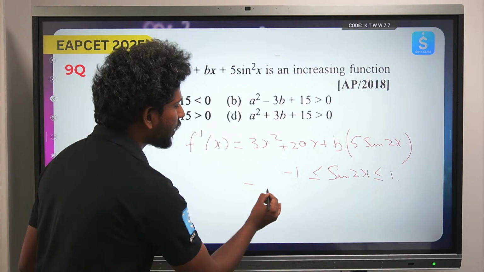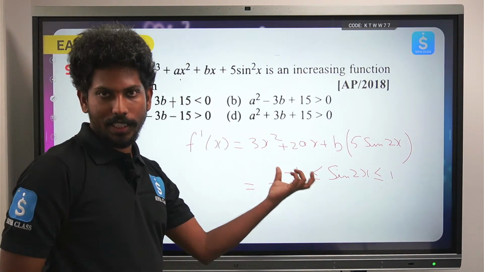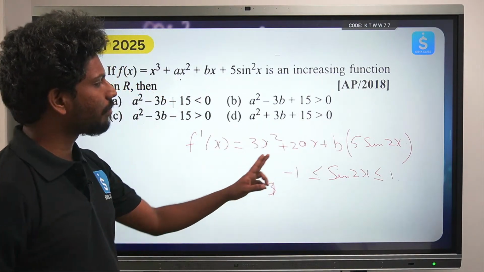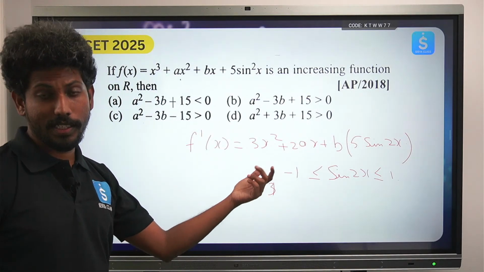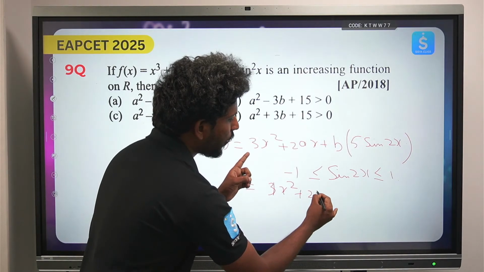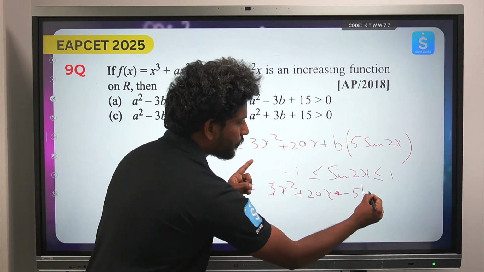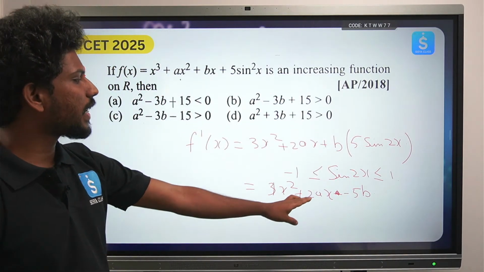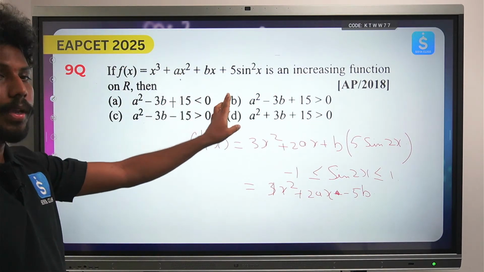So if you try to take the discriminant here, let's first analyze. The least value that it can actually take is -1. So we'll redefine this by taking the sin 2x value as -1, and now you take the discriminant for this, right? So 3x square plus 2ax plus 5, you can take minus 5b, so 3x square plus 2ax minus 5b. Now you take b square minus 4ac less than 0 and evaluate, and among these there would be one option.